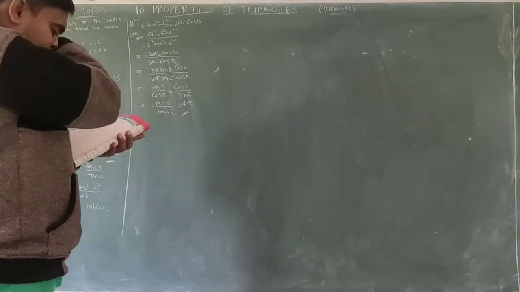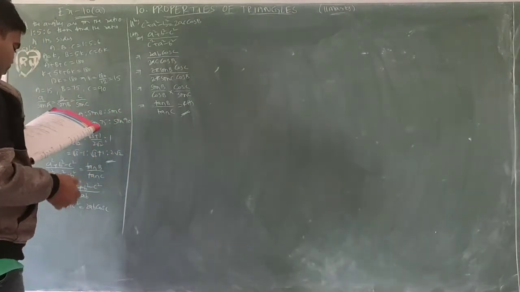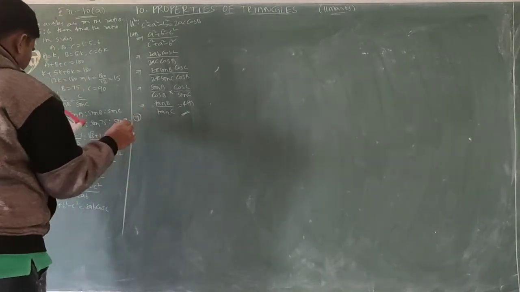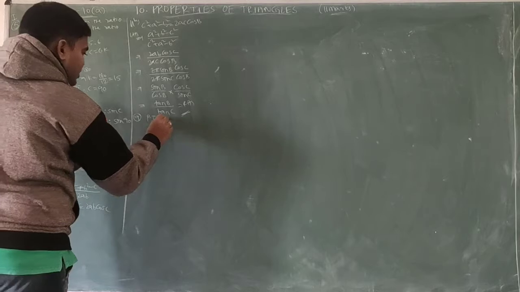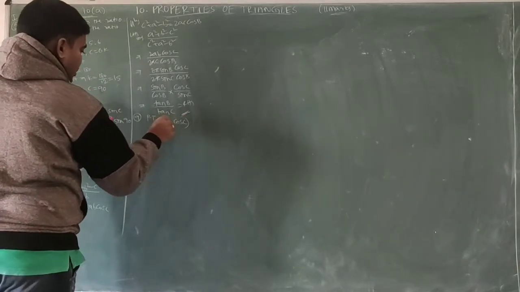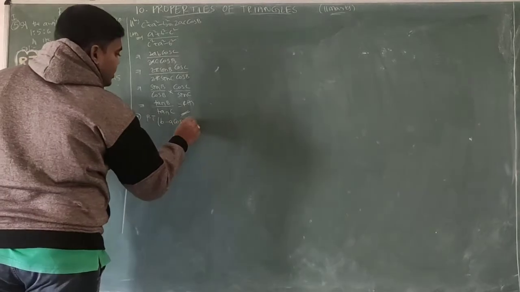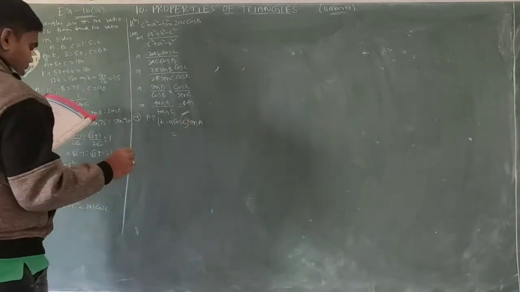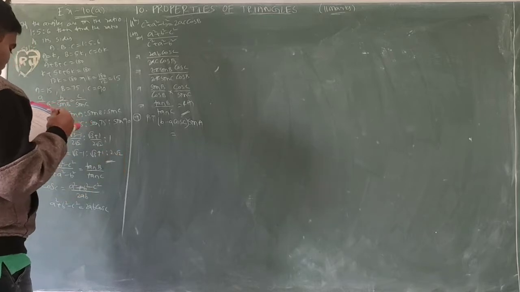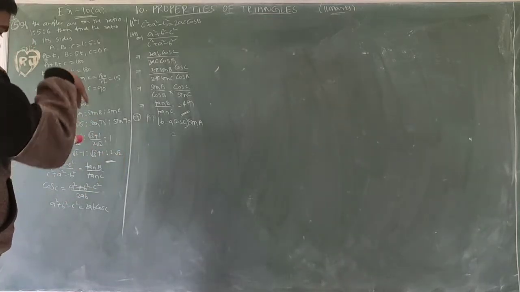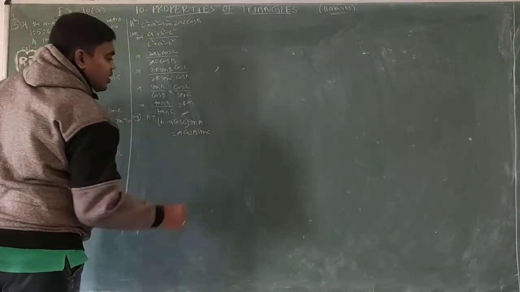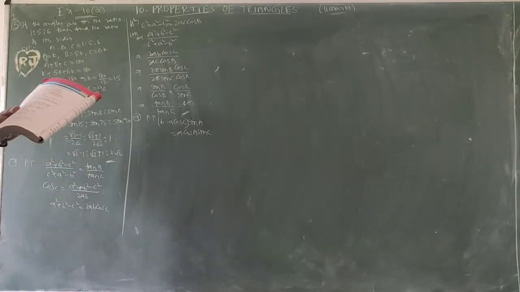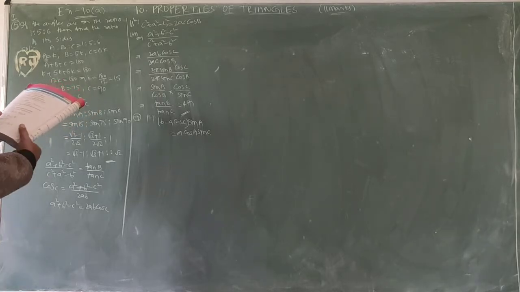Next question. So question number 9 we will do first. Ninth one. Prove that (b minus a cos C) sin A equal to a cos A sin C.